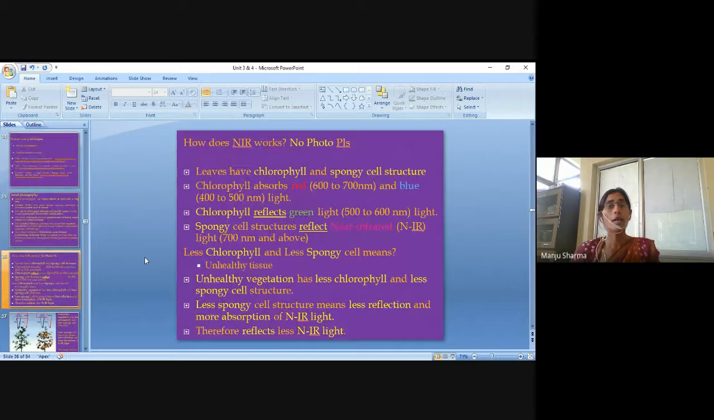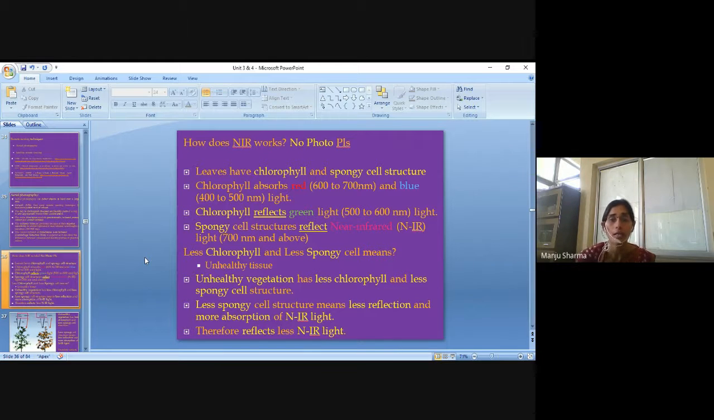How does NIR work? Leaves have chlorophyll and spongy cell structure. Chlorophyll absorbs red, that is 600 to 700 nanometer, and blue, 400 to 500 nanometer light. Chlorophyll reflects green light, which is 500 to 600 nanometer light. Spongy cell structure reflects near infrared light, that is 700 nanometer and above.